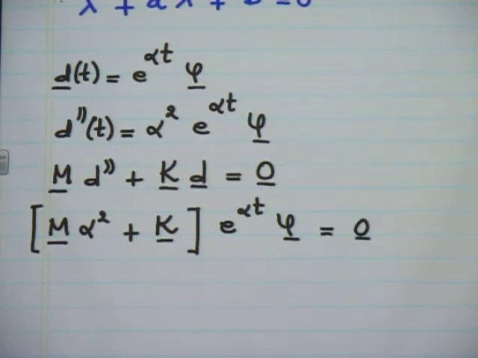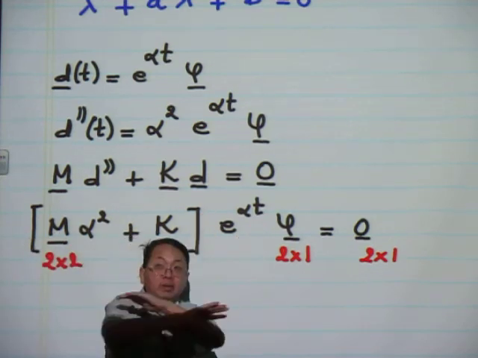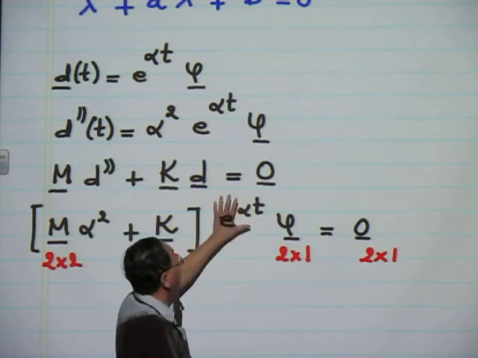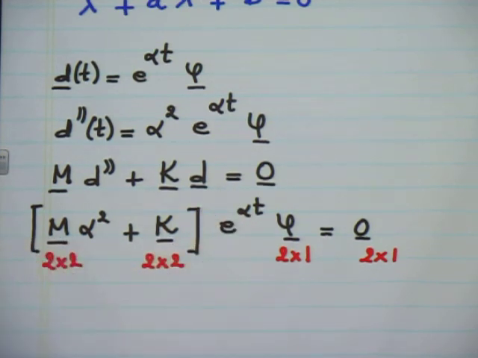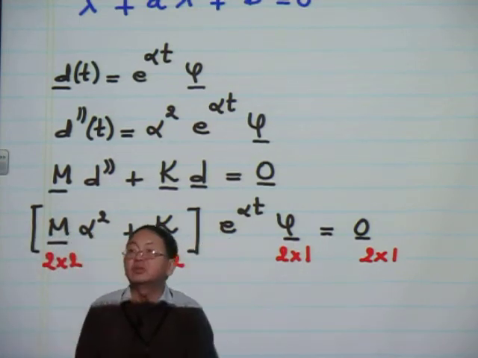Now the dimension of 0 here is 2 by 1. The dimension of phi here is 2 by 1. Keep that in mind. Whereas K is 2 by 2 and M is 2 by 2. And because the exponential function cannot be equal to 0, you can simplify. Once you simplify the factor exponential of alpha t, you get the result in my lecture notes.